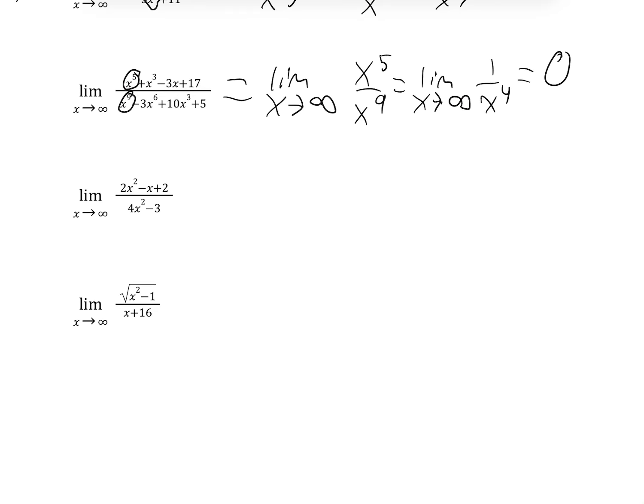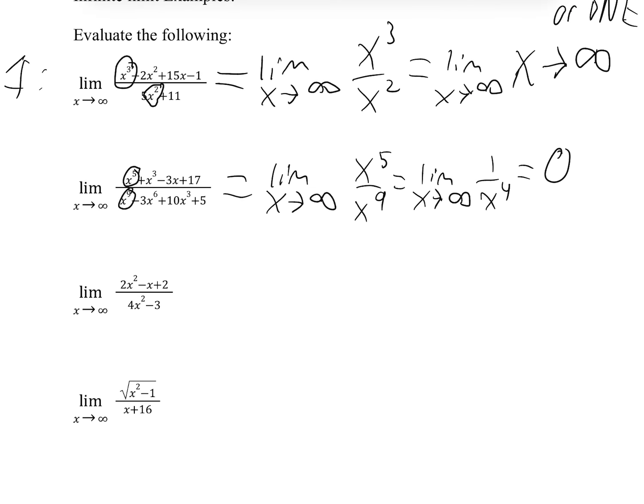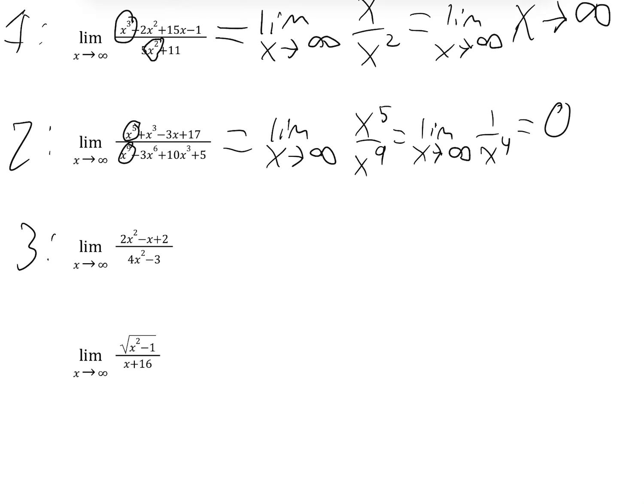Now let's look at this one. The first case was if the power of x on top is bigger than the bottom. The second one was if the power of x was smaller on the top than on the bottom. So if it's bigger on the top, it goes to infinity. If it's smaller on the top, it goes to 0. What if they're equal? That's this third example.